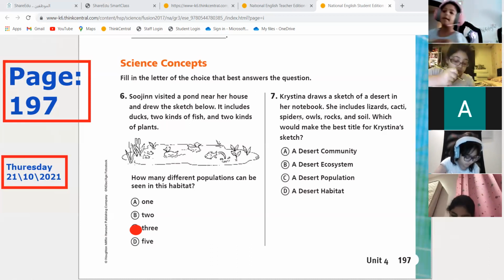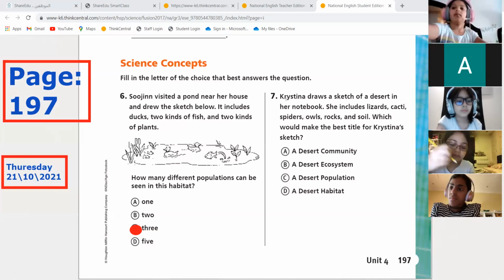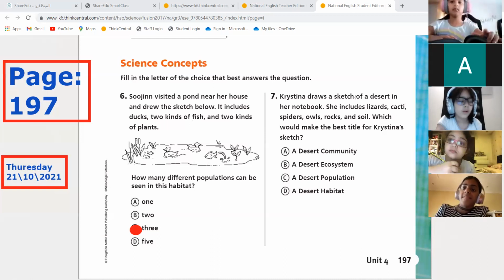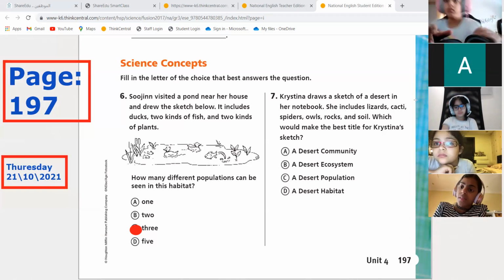What about you, Ya Rozana? Can you do number 7 with me, please? Yes, miss. Christina draws a sketch of a desert in her notebook. She includes lizard, cacti, spiders, owls, rocks, and soil. Miss, they mean cactus, maybe. Yes, it's cactus. But there's no space to write, that's all.